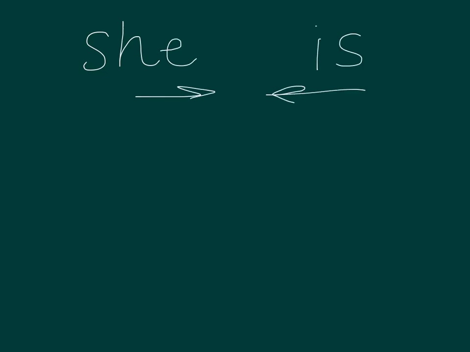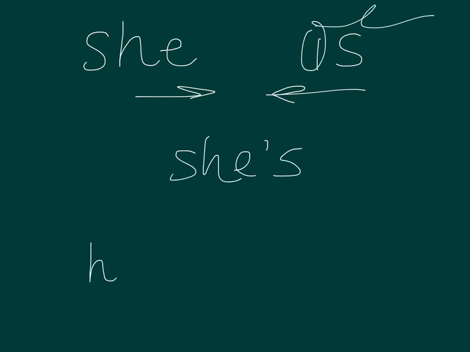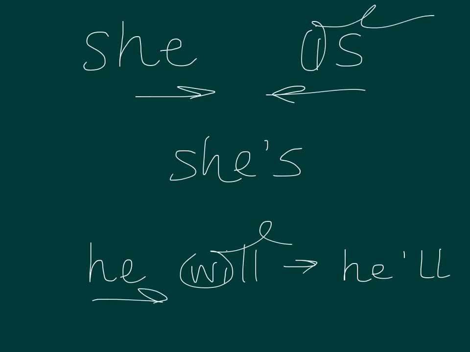So after you know the basic rules, you'll be able to make contractions with just about any subject and verb where it's allowed. So if you have she is, it would become she's, taking out the I. He will becomes, I'm going to let you write it down, he'll. Again, we took out the WI, we pushed it together, and the WI is replaced by the apostrophe.